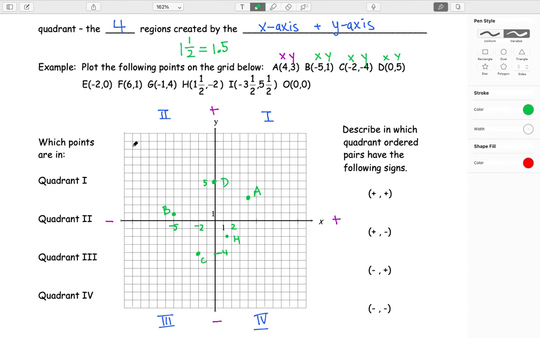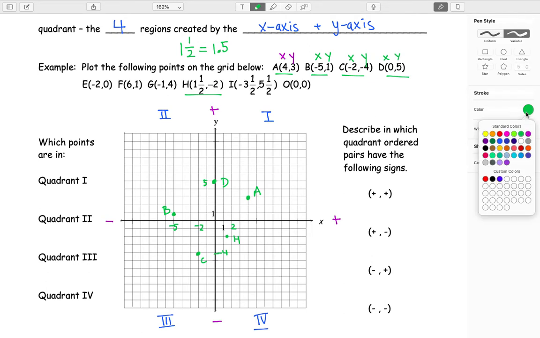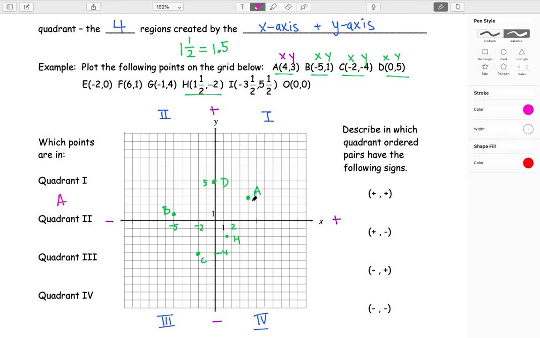So let's take a look here. Which points are in quadrant 1 based on A, B, C, D, and H? It looks like in quadrant 1, we have A, based on what we have. And for quadrant 2, we have B.